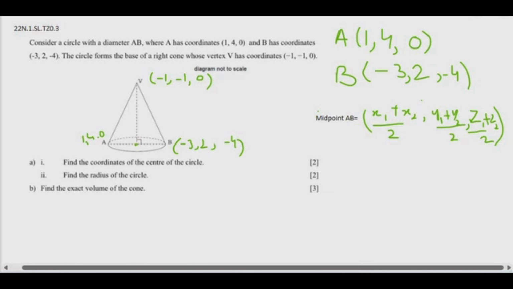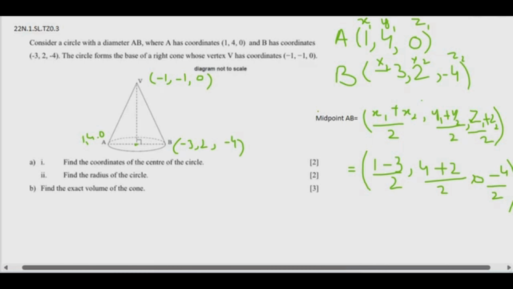So this question is about a 3D plane. That's why we have three coordinates, right? This is x, this is y, this is z. This is x1, y1, z1. This is x2, y2, and z2. Now let's put the values in the formula to find the midpoint. So x1 is 1, x2 is minus 3, so we will put minus 3 here, divided by 2. y1 is 4, y2 is 2, divided by 2. z1 is 0, z2 is minus 4, and we would divide it by 2.